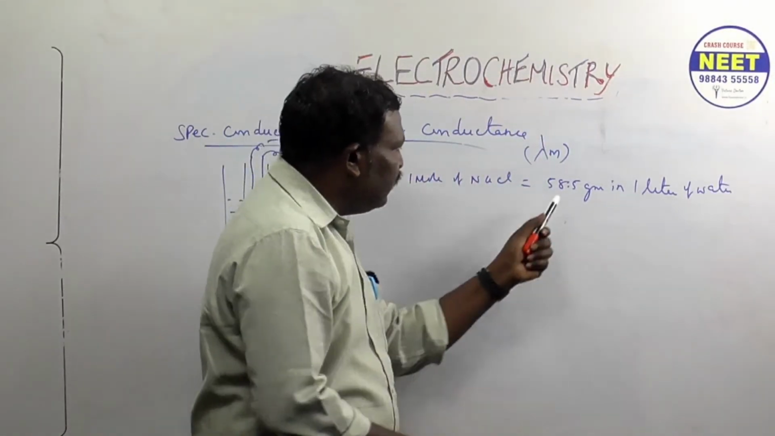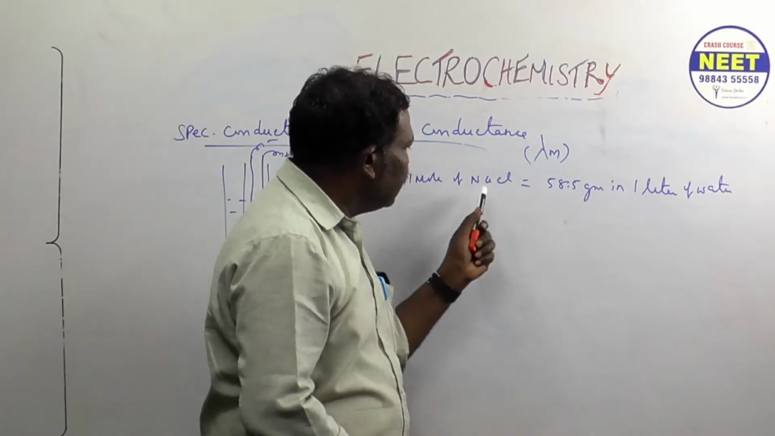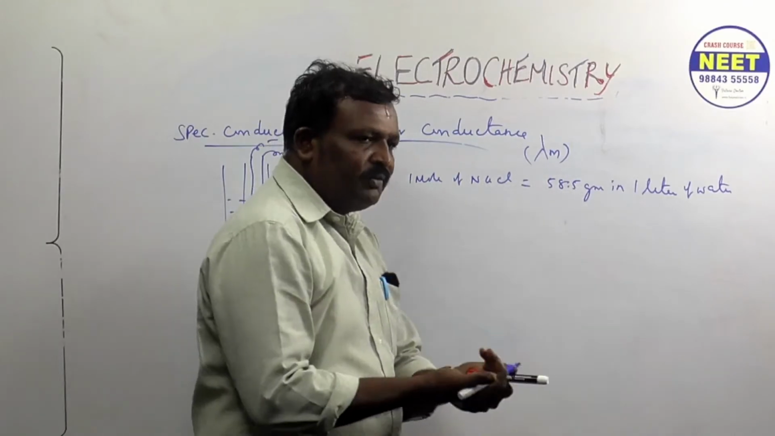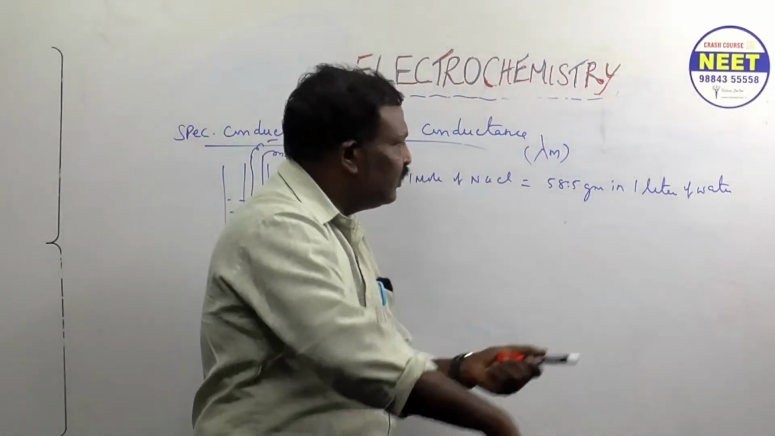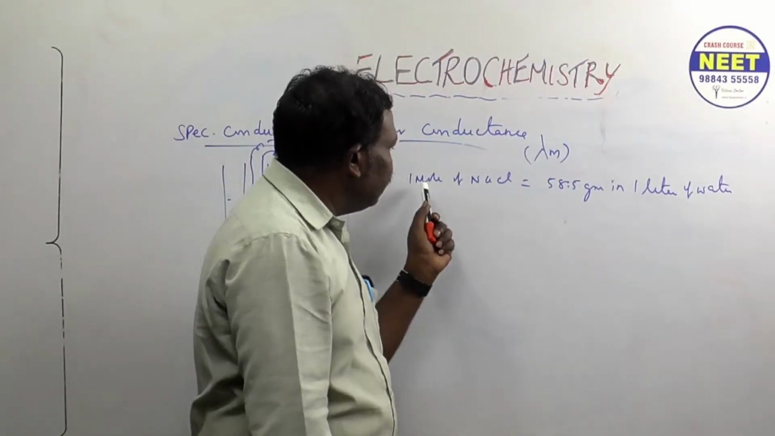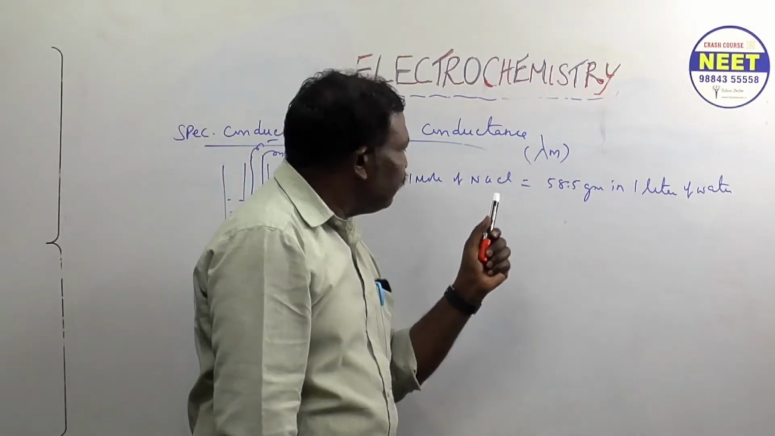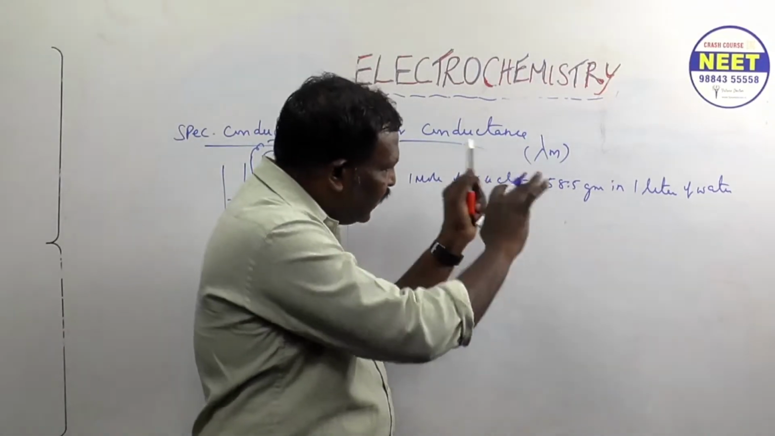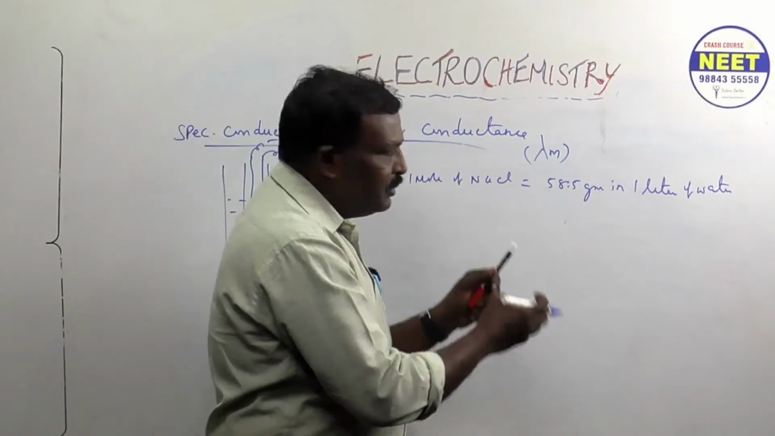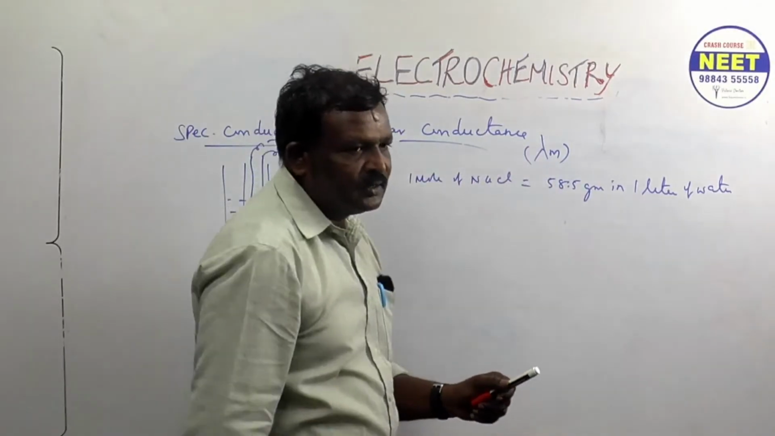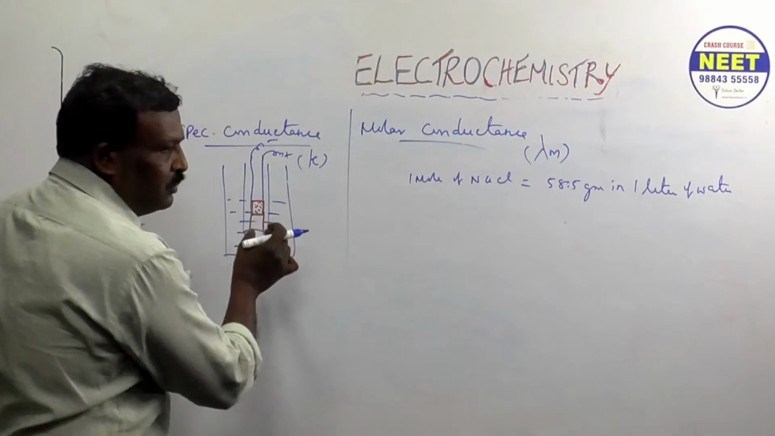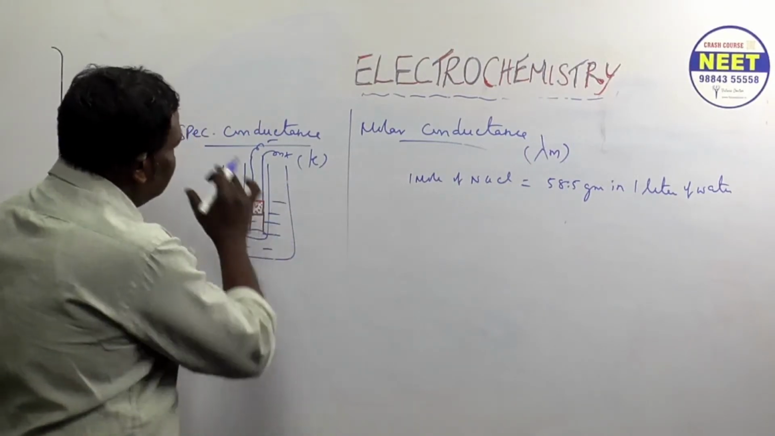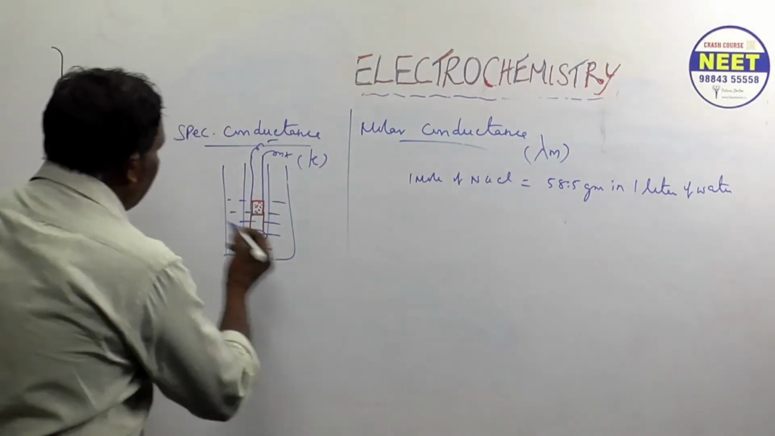Why am I taking 58.5 gram? Sodium 23 gram, chlorine 35.5 gram. So you take 58.5 gram and put it in 1 liter of water. That is what we call 1 mole of sodium chloride. Sodium chloride is the electrolyte. How much electric current it conducts, that is called molar conductance. Here specifically we should mention how many ions are there in between the two electrodes. That's called specific conductance.